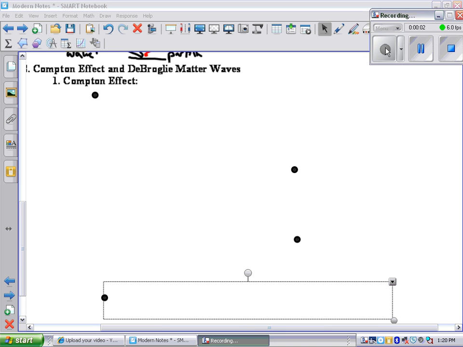Okay, we're going to continue our study of modern physics and the beginnings of quantum mechanics, talking about something called the Compton effect. And the Compton effect is a lot like the photoelectric effect. Okay, we're going to describe it here.